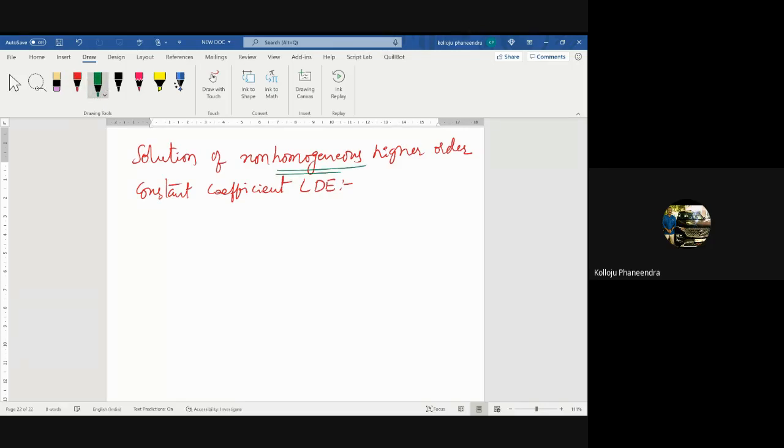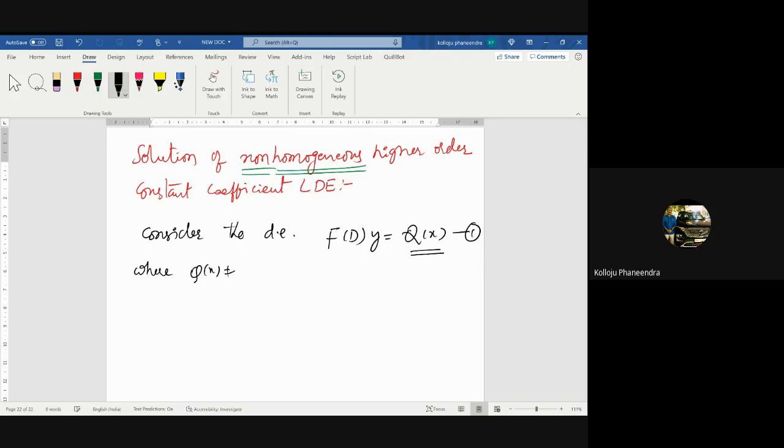Previously, what we have studied: homogeneous means in the differential equation the right side function is 0. Now non-homogeneous means a right side function will be there. See what the procedure is. Consider the differential equation f of D into y equal to q of x, where q of x is not equal to 0. That is called a non-homogeneous differential equation.